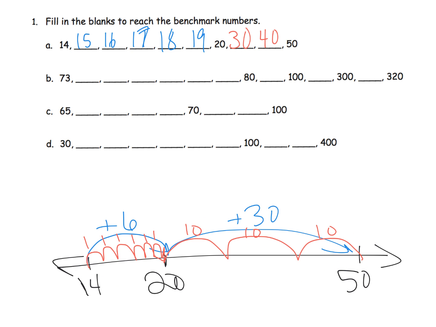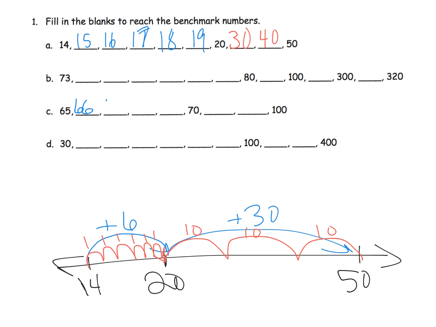Let me just jump straight to C. Interestingly enough, I see 65 as a milestone, a benchmark number. I could have gone from 65 straight to 70 and then counted up by tens. Some of your students might have done that, but let's play the game of Eureka Math at this point.